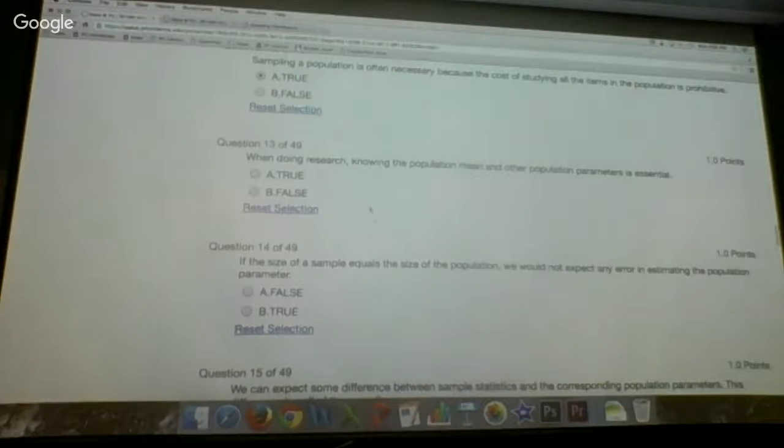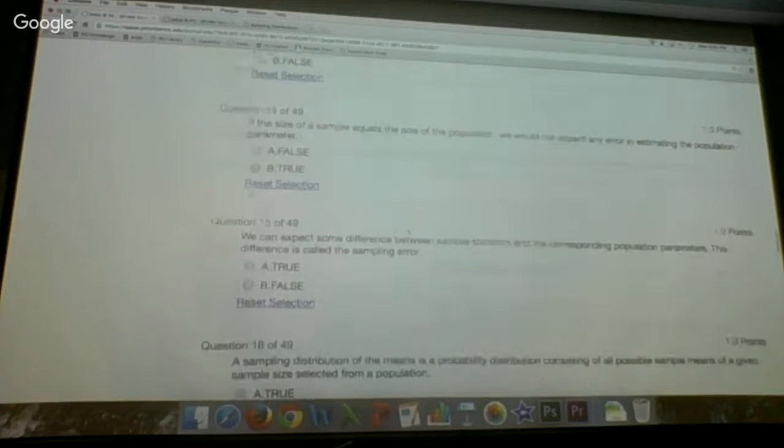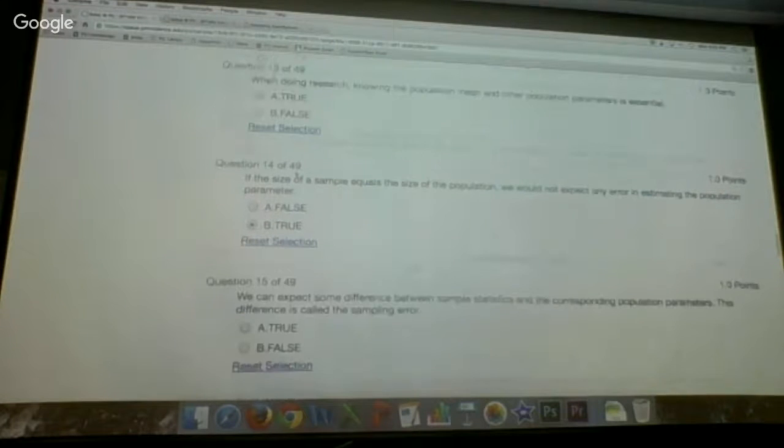14. If the size of a sample equals the size of the population, we would not expect any error in estimating the population parameter. Who says false? Who says true? Yeah, trues better have it. This is the circumstance when I believe that I'm observing the entire population. So must be good. Skip one. Don't think so.